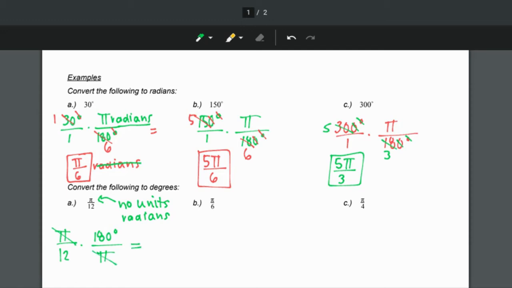We also need to reduce a little bit. So 180 over 12 gives you 15. So your final answer is 15 degrees.